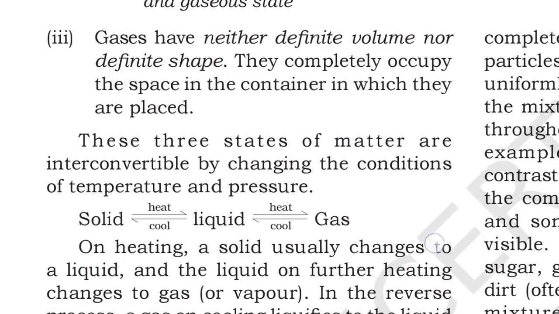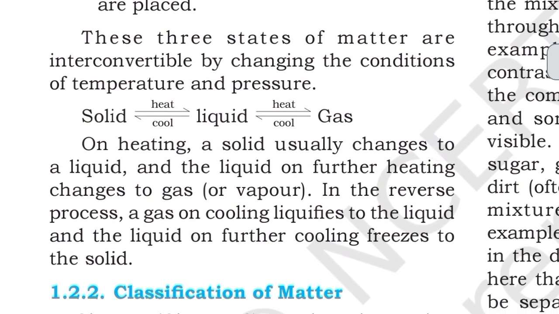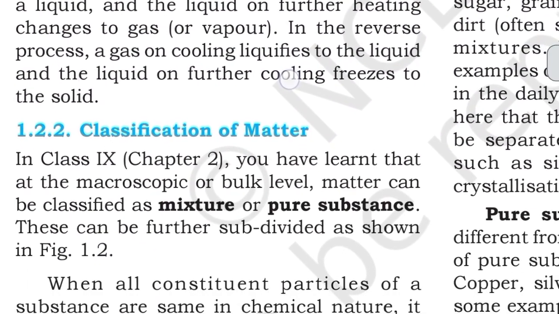These three states of matter are interconvertible by changing the conditions of temperature and pressure. On heating, a solid usually changes to a liquid, and the liquid on further heating changes to a gas or vapor. In the reverse process, a gas on cooling liquefies to the liquid, and the liquid on further cooling freezes to the solid.